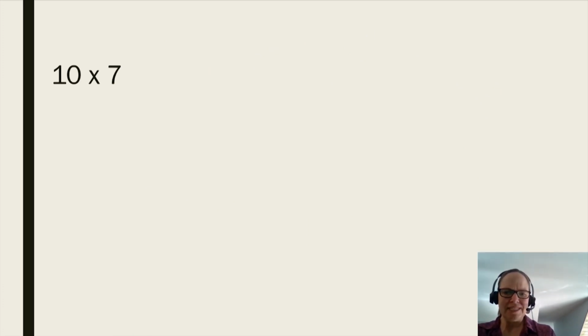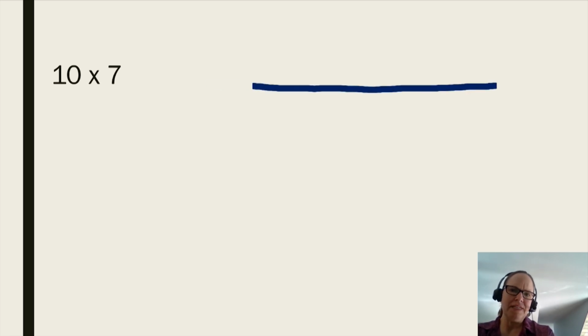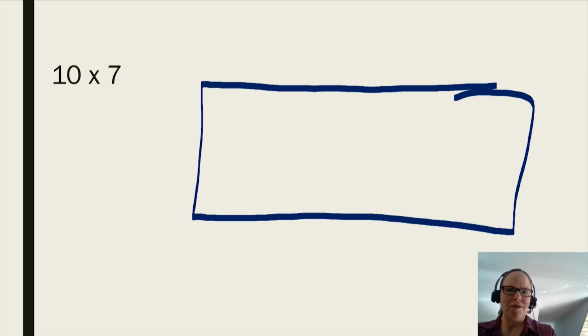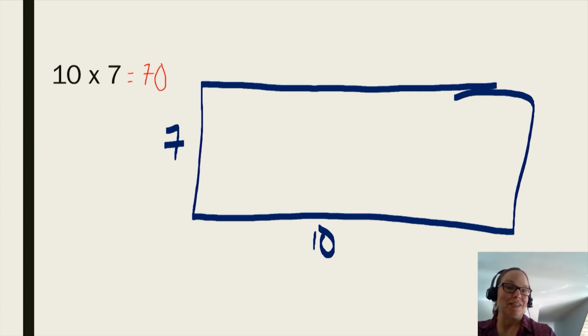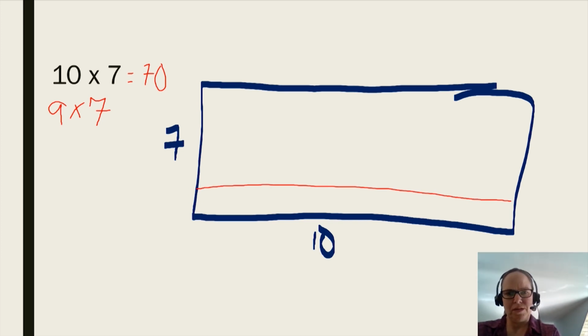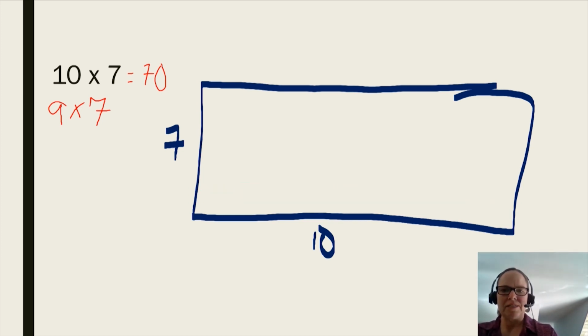10 times 7. If we think about 10 times 7, what do we get? If we know that there's 10 down here and 7 over here, what did you get? If you got 70, you are correct. Here's our next problem to go with this one. It gets a little trickier. What is 9 times 7? Well, if we know that 10 groups of 7 is 70, and we want to know what 9 groups of 7 is, what is 9 groups of 7?